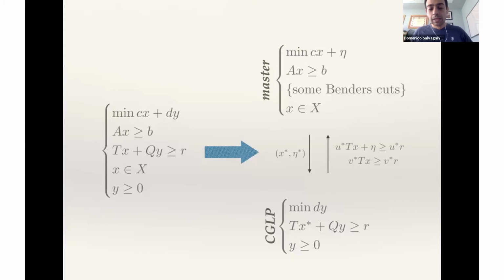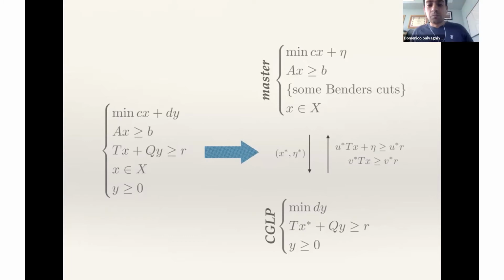Depending on the status of the cut generating LP, we can derive two different kinds of cuts. The first one is the so-called feasibility cut. This happens when the cut generating LP is infeasible for the given choice of x star. In the other case, when the cut generating LP is feasible, but the master is currently underestimating the contribution of the continuous variables to the objective, we derive a so-called optimality cut that makes sure that the master has, let's say, perfect information about eta for the given choice of x star, and also a valid bound for the remaining choices.